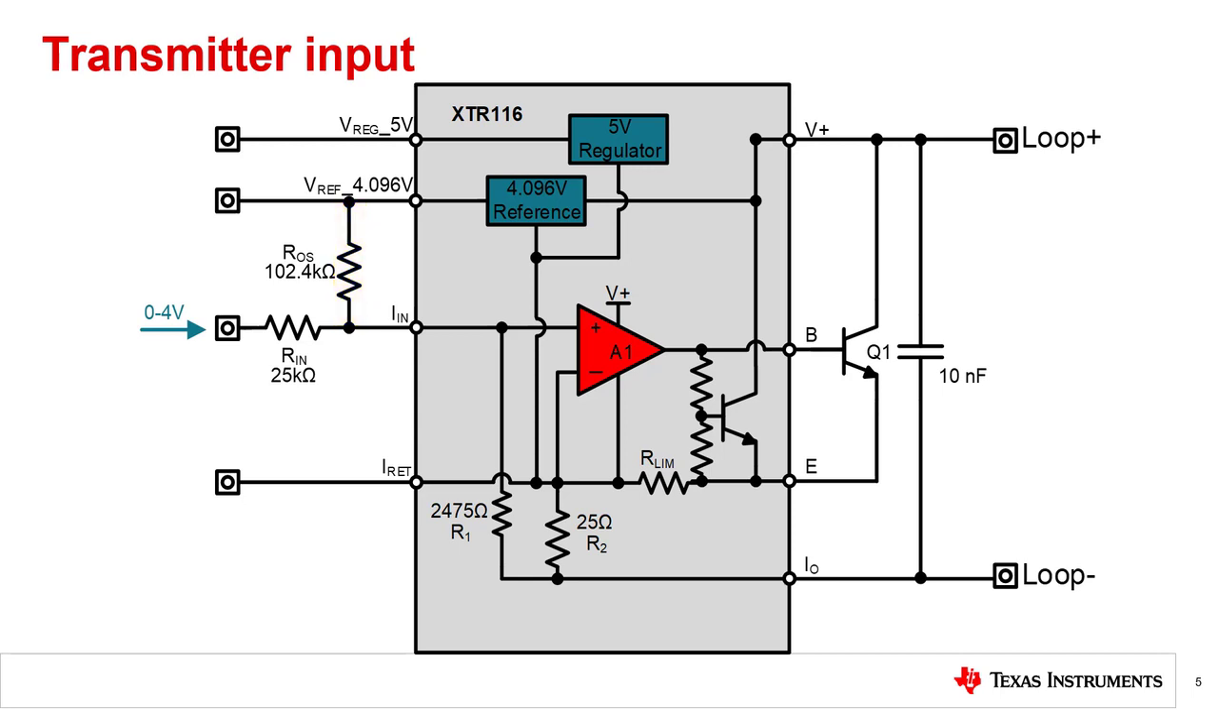For example, if the sensor outputs a value of 0 to 4 volts and the input resistor is 25 kiloohms, the current input to the transmitter would be 0 to 160 microamps. Adding a 102.4 kiloohm offset resistor will add 40 microamps of current, which will bring the input to the correct 40 to 200 microamp input range.